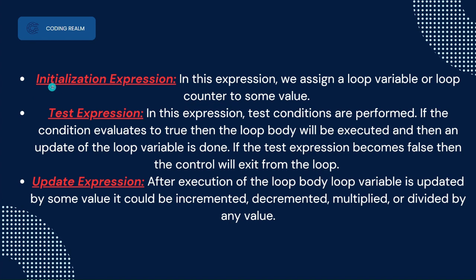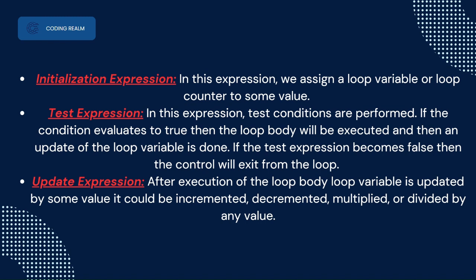Now let's explain the syntax of the for loop, and let's start with the initialization expression. In this expression, we assign a loop variable or loop counter to some value, for example integer i. The test expression: in this expression, test conditions are performed. If the condition evaluates to true, then the loop body will be executed and then an update of the loop variable is done. If the test expression becomes false, then the control will exit from the loop.